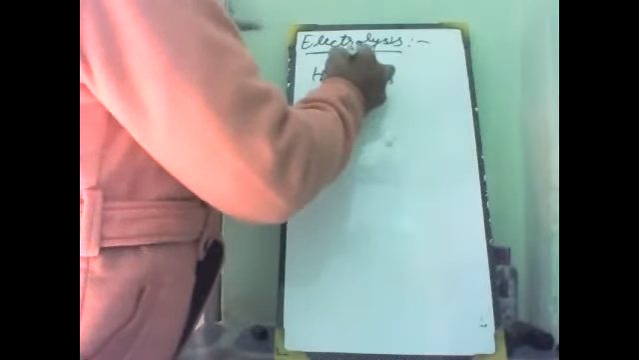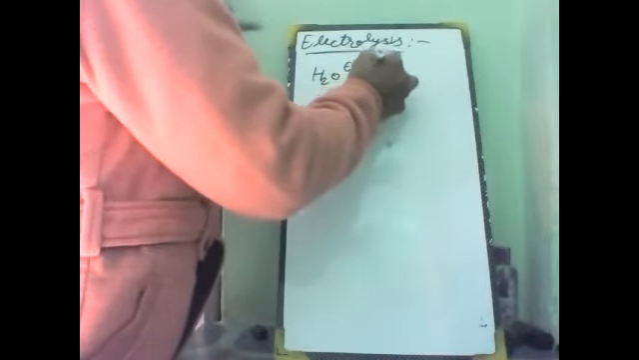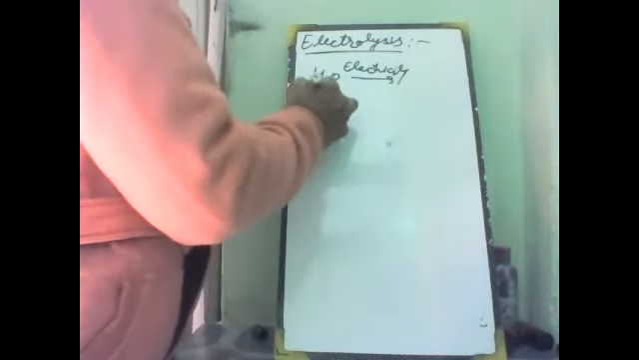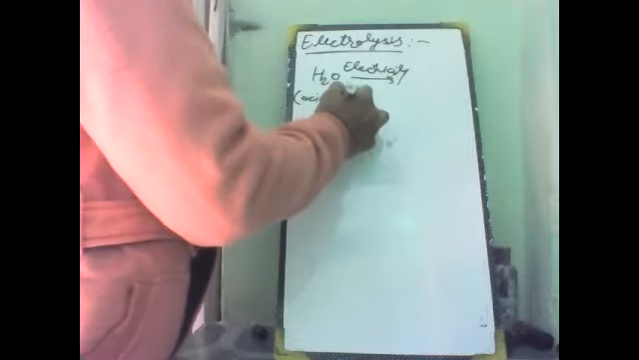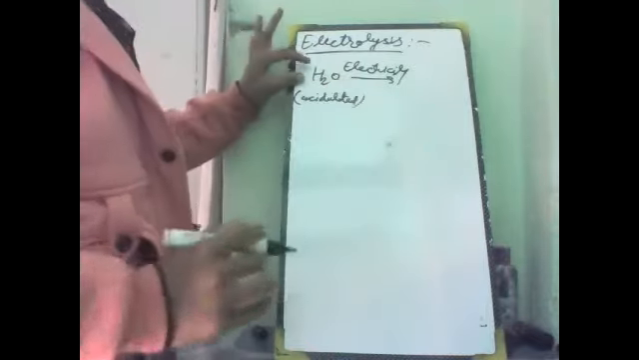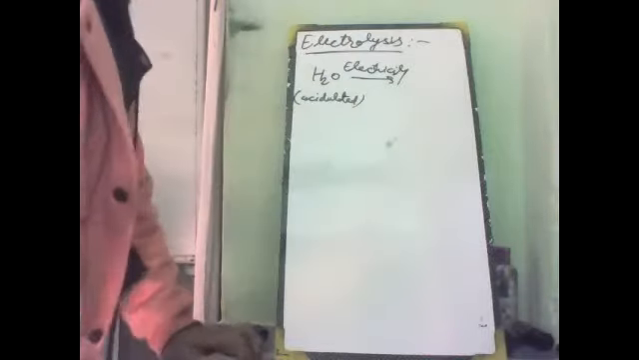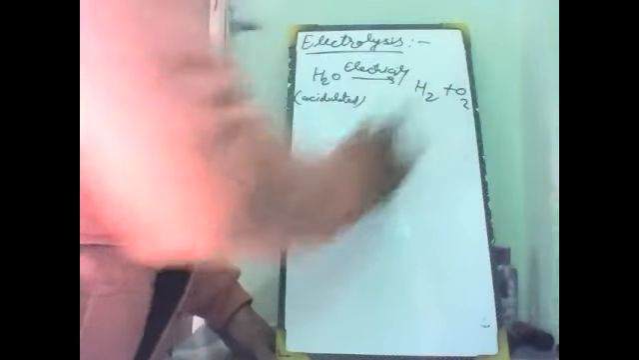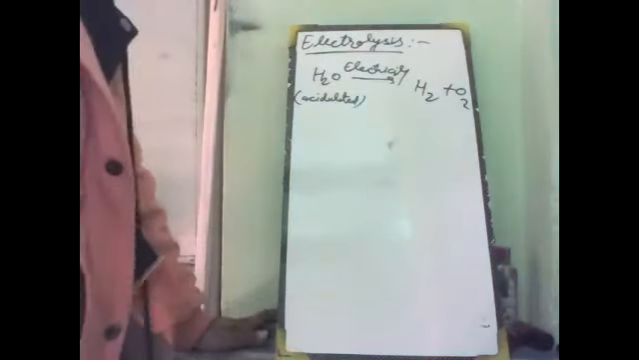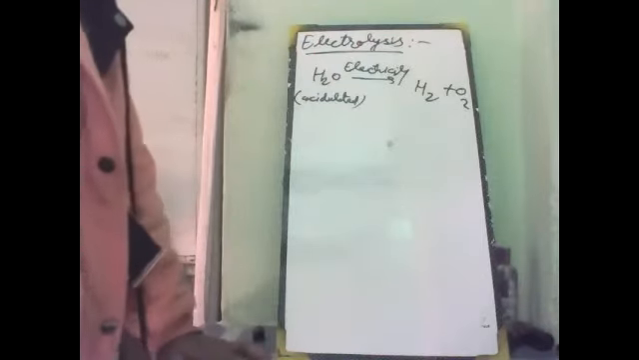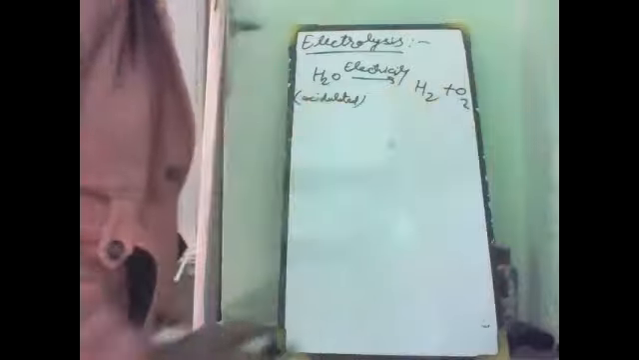H2O. When electricity is passed in acidulated water, which means a slight acid is mixed in water, this helps in the formation of H plus and OH minus ions. When electric current is passed in water, it changes into hydrogen and oxygen.